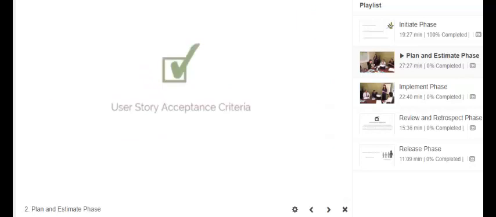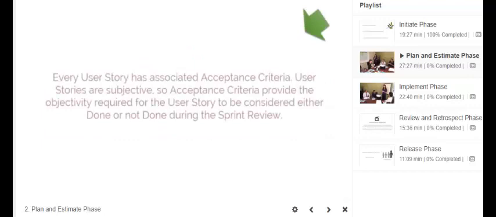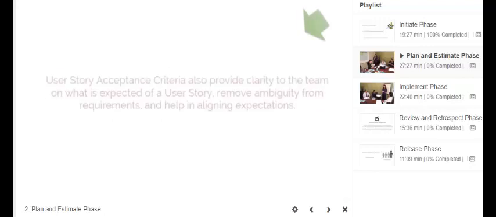User story acceptance criteria. Every user story has associated acceptance criteria. User stories are subjective, so acceptance criteria provide the objectivity required for the user story to be considered either done or not done during the sprint review. User story acceptance criteria also provide clarity to the team on what is expected of a user story, remove ambiguity from requirements, and help in aligning expectations.